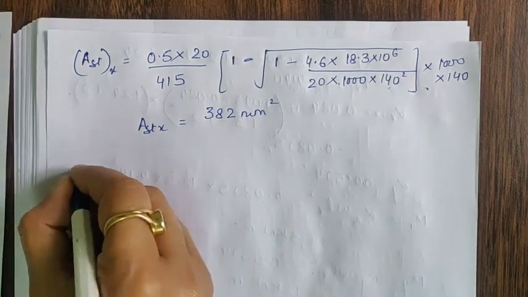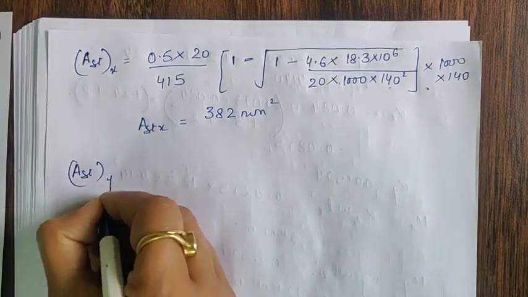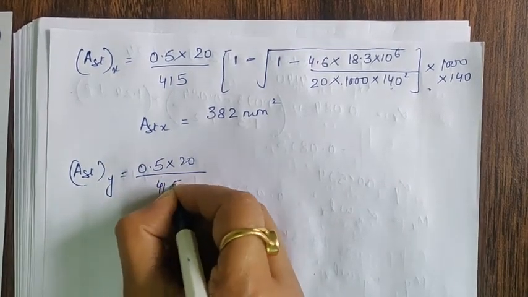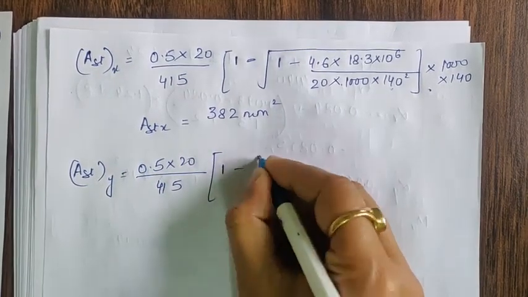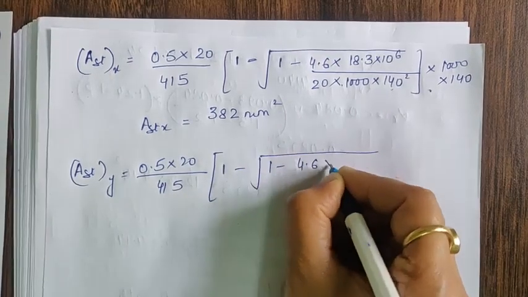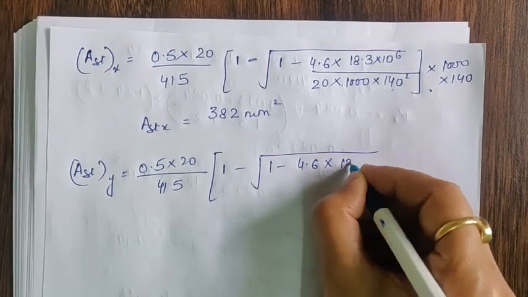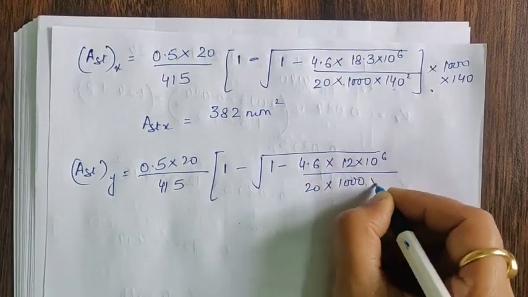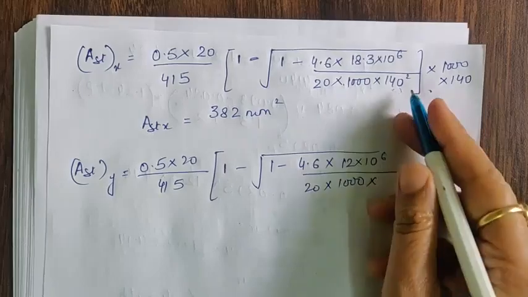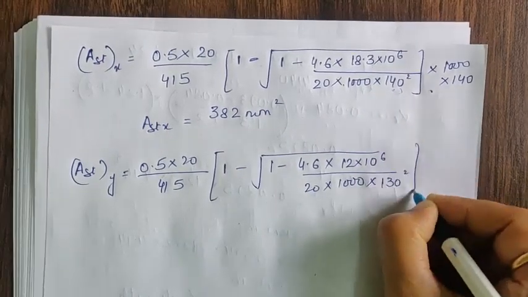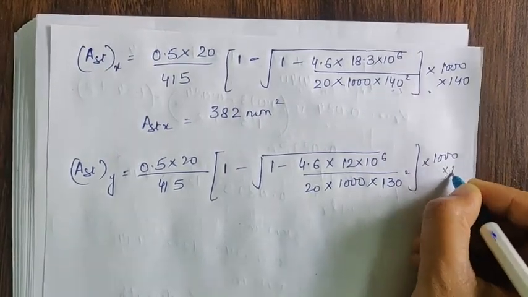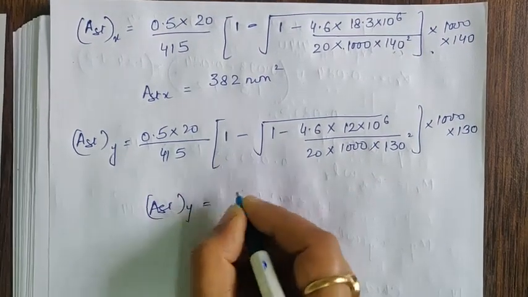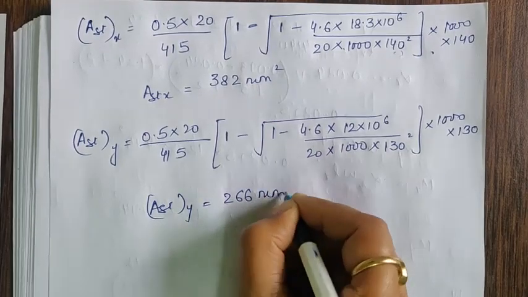Okay. Similarly, for ASTY, the same formula, only the values for y direction will be used. 1 minus 4.6, now the moment in y direction is 12. Rest all the values are the same. Depth in y direction is not 140, it is rather 130. So I am using these values. I am getting ASTY as 266 millimeters square.